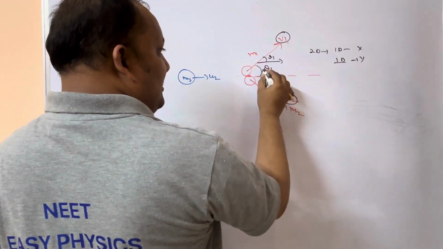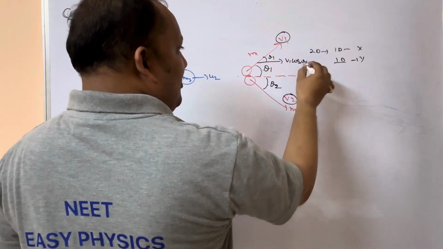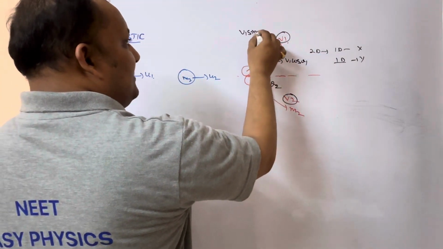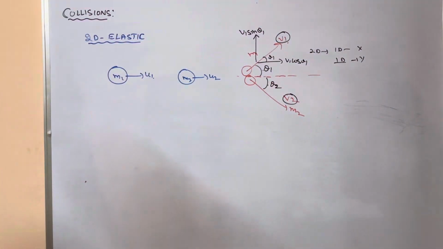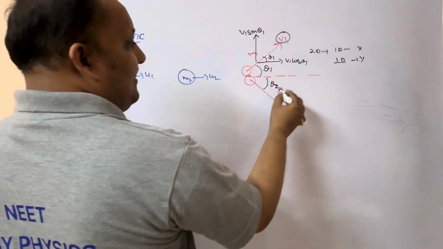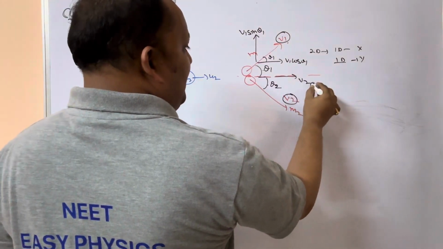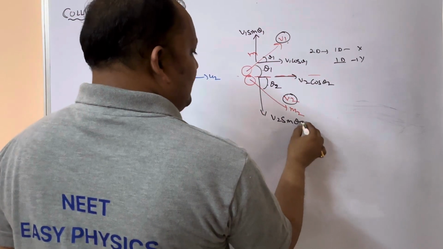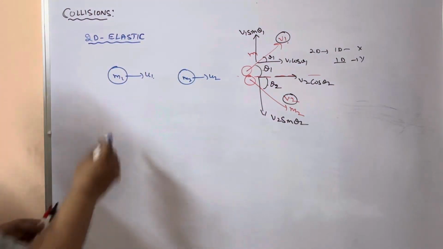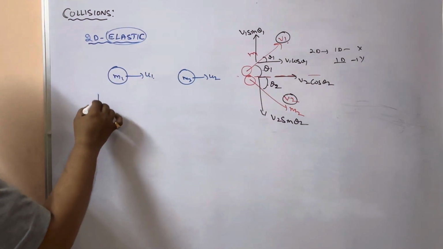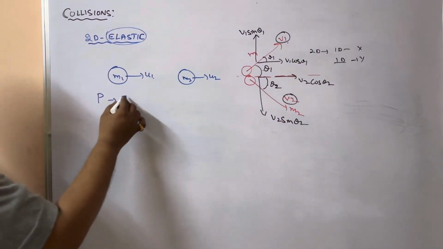So this is the horizontal component, v1 cos theta 1, which is the adjacent side. And the opposite side, that is v1 sin theta 1. So v1 cos theta 1, v1 sin theta 1. Same like this, v2 cos theta 2, v2 sin theta 2. So this is two-dimensional elastic collision. Both momentum and kinetic energy are conserved.